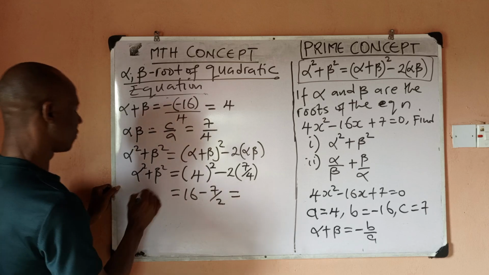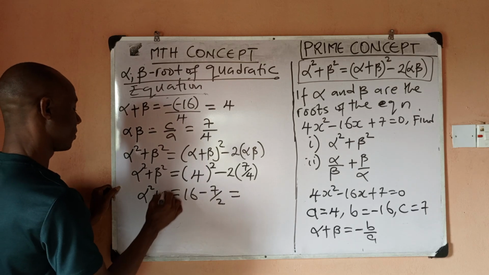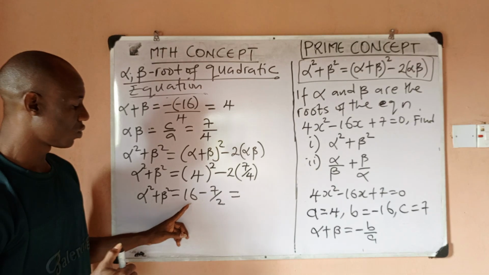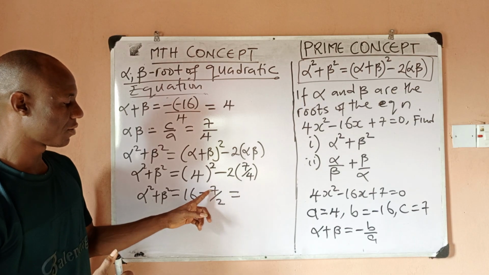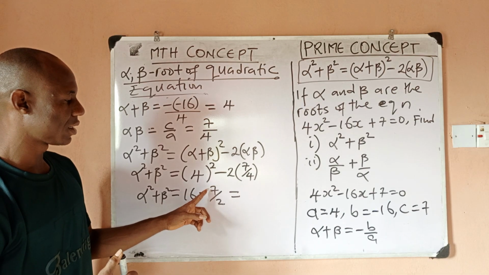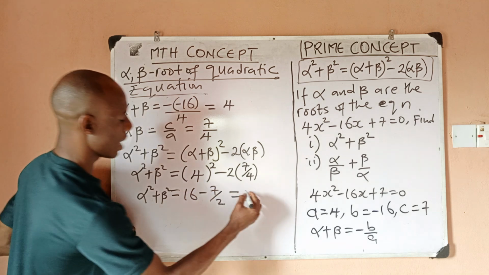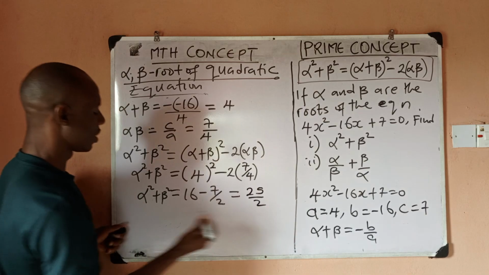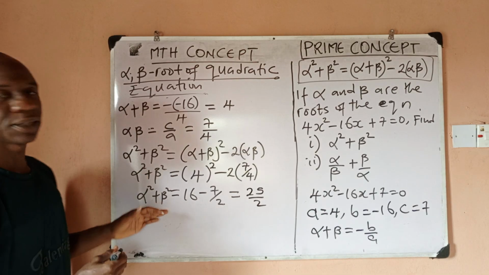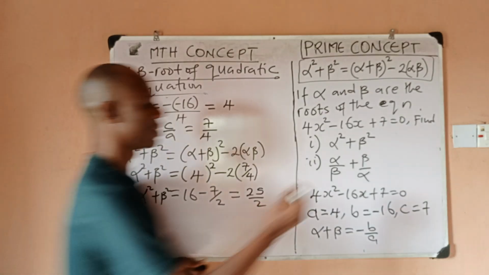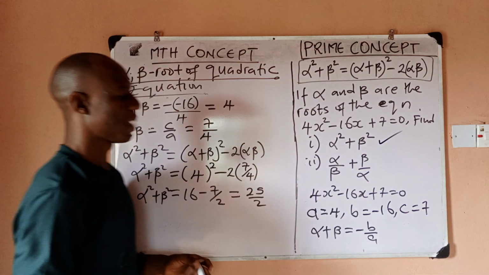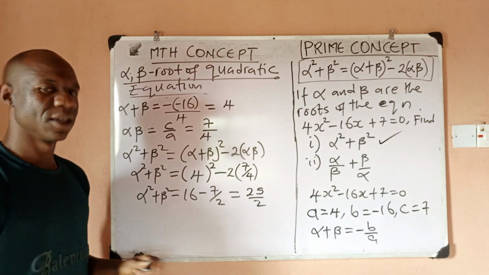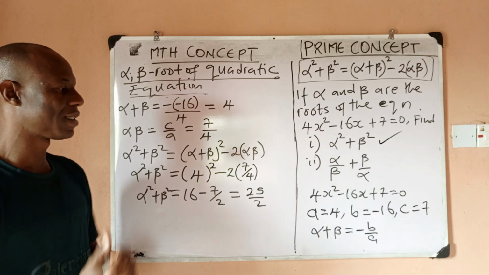So that when I solve this properly, I'll have 2 times 16, which is 32. 32 minus 7, I have 30, remove 5, 25. So I have 25 divided by 2. So this is what I have as alpha squared plus beta squared. So I've been able to answer the first part of the question. Very simple, using this formula on the board. So you see how exam would come. Now let's see the next one.